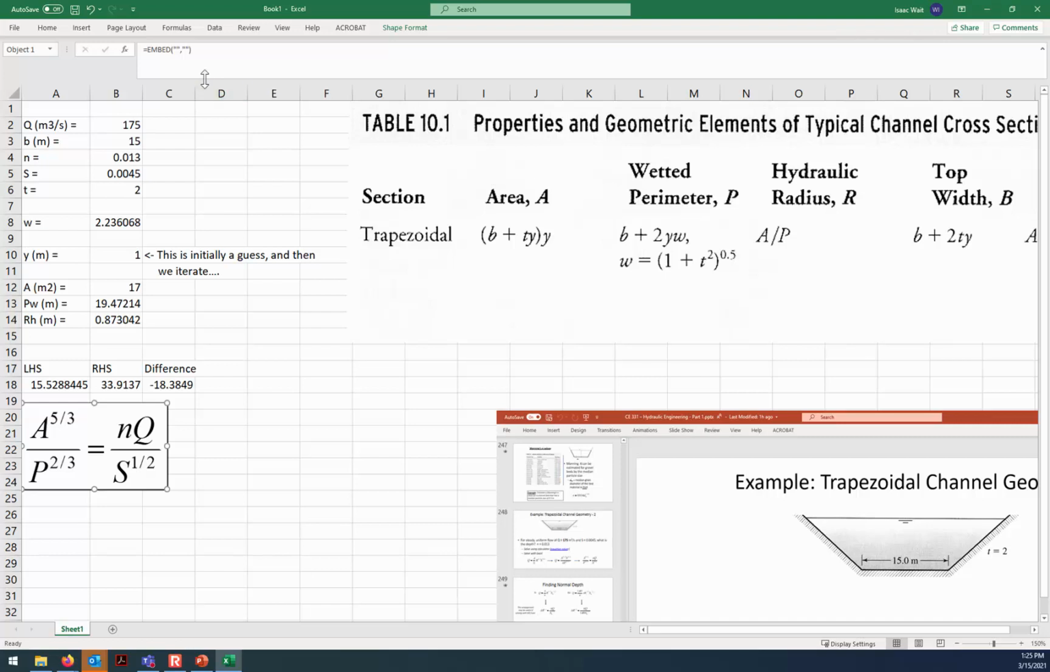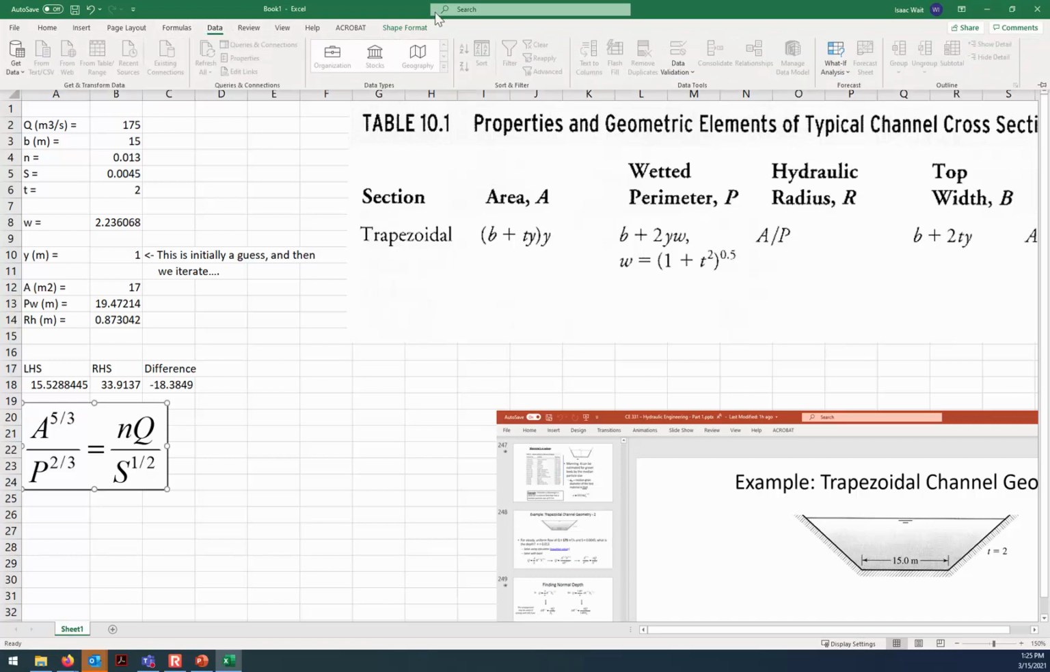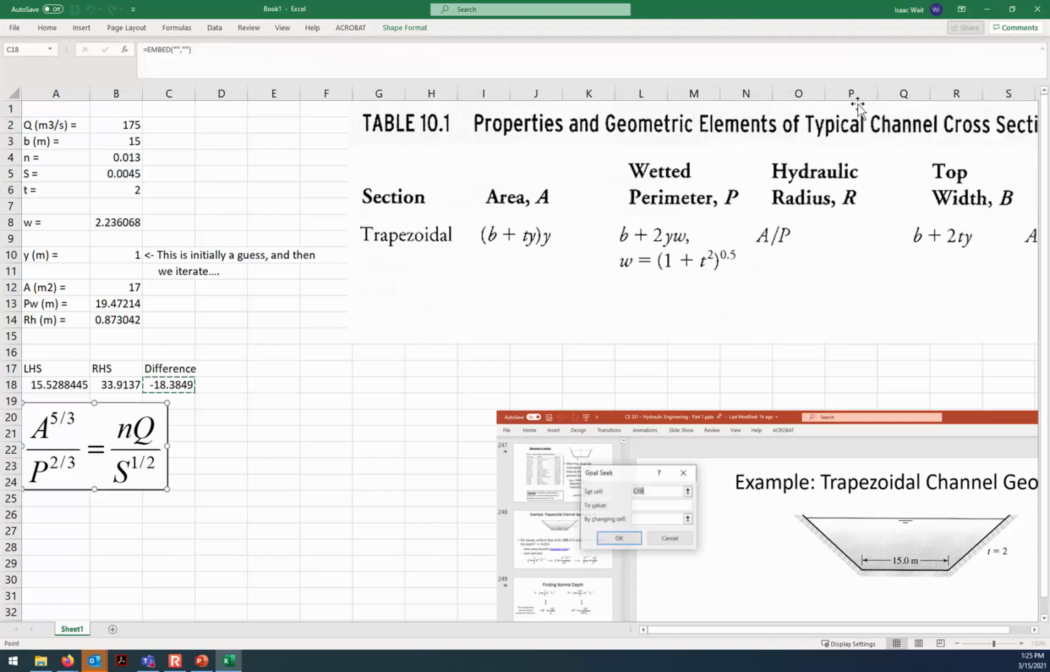Okay, so here's the last part. We're almost done. We're definitely in the home stretch now. We go to the ribbon across the top, and we go to the Data tab, What If Analysis, Goal Seek, and our goal is to set the difference equal to 0 by changing the depth. And so we started with a guess of 1, and that wasn't right. I mean, we could just do this manually.